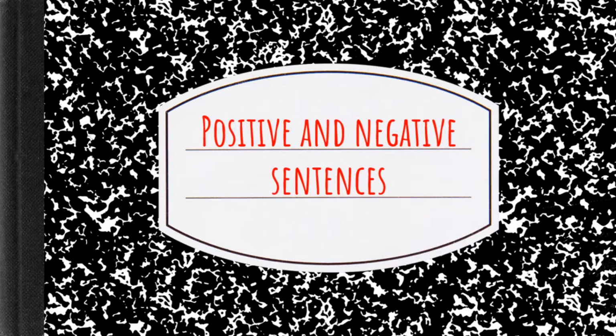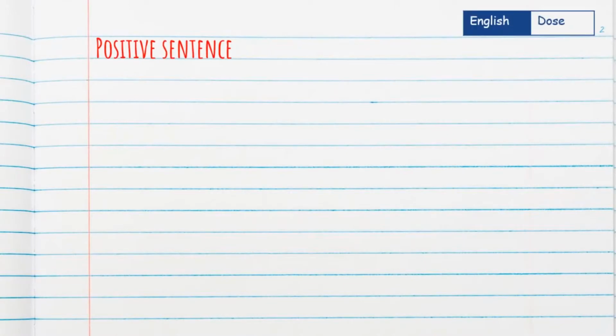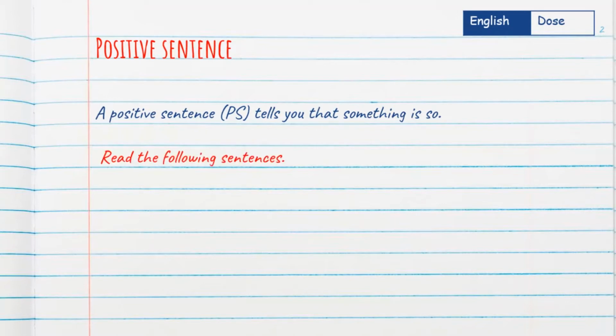Today we will study our new chapter, positive and negative sentences. Now let's start with the positive sentence. What is a positive sentence? A sentence that tells you that something is so is called a positive sentence. In a simple way, we can say that a sentence which has no negative word in it, or doesn't have any negative meaning in it, is called a positive sentence.